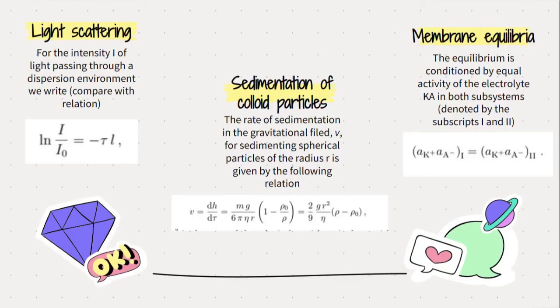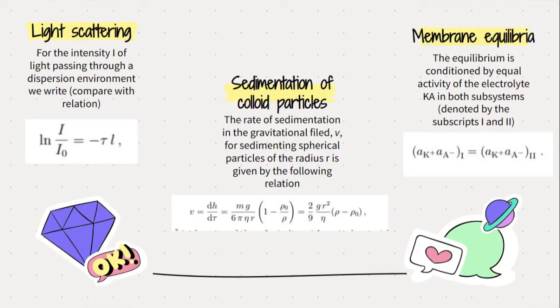Systems containing colloid particles are in some properties different from systems which are homogeneous or composed of macroscopic phases. First, light scattering. If light passes through a system containing colloid particles, part of the light is scattered and consequently the ray passage through the environment can be observed. The intensity I of light passing through a dispersion environment is written according to the relation on the screen, which is compared with the relation.